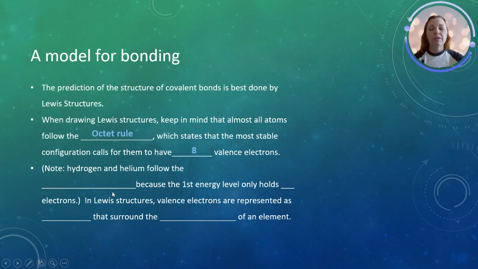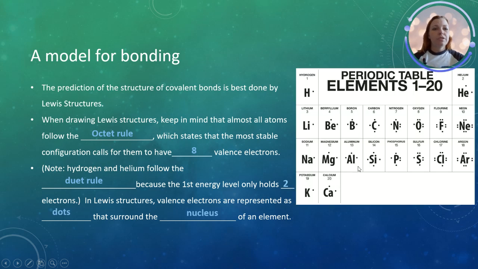There is a notable exception to this: hydrogen and helium. They follow the duet rule because the first energy level only holds 2 electrons. In Lewis structures, we represent valence electrons as dots that surround the nucleus of an element. So this is what your main group elements, or your tall columns, would look like as Lewis dot diagrams, with just their valence electrons being represented.